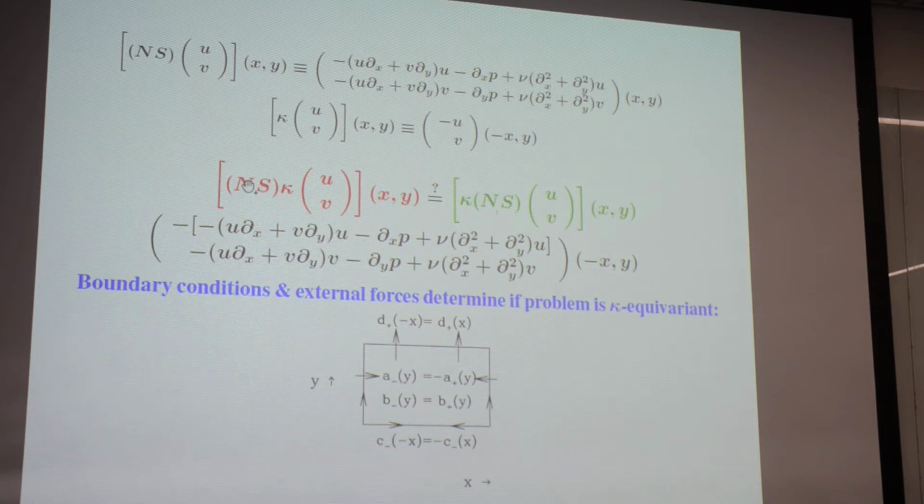But now, what about ns kappa? Well, what we have to do for ns kappa is to take u to minus u and v to its own self. What happens when we take u to minus u? Well, we get a negative sign. And what happens when we take the derivative? When we take a derivative in x, we have a minus sign. Right?